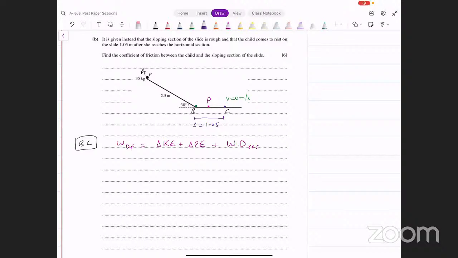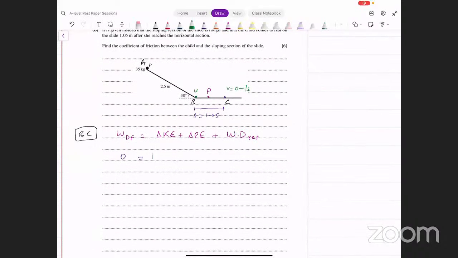What's the driving force? There's no driving force. Change in kinetic energy: the initial velocity we don't know, that's what we want to find. Let's call this initial velocity u. Or we could write the later one as 0 and call this v, but that would cause confusion. Let's leave it as u for now.